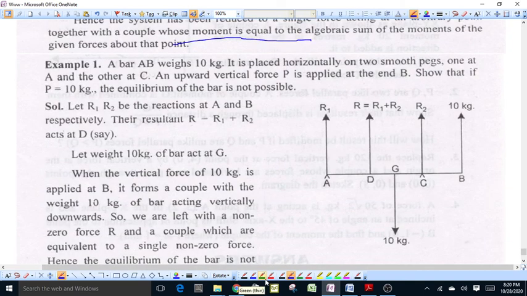Now suppose that we have an example. A bar AB weighs 10 kg. It is placed horizontal on two smooth pegs, one at A and the other at C. An upward vertical force P is applied at the end point B. Show that if P is equal to 10 kg, the equilibrium of the bar is not possible.